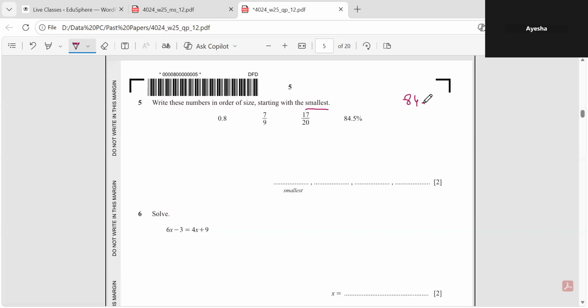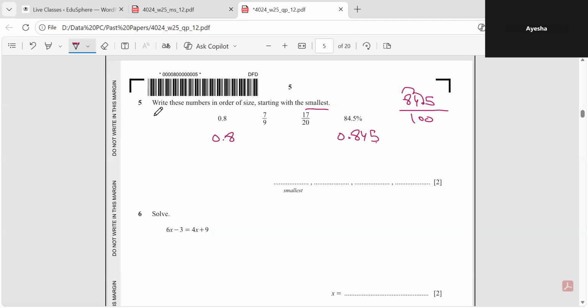It's in decimal. So 84.5%, I'm converting this into decimal by removing the percentage. It will be 84.5 by 100. And we know that when we are dividing by 100, we are shifting the decimal backward. So this number is 0.845. Okay, this is 0.845. This is 0.8.